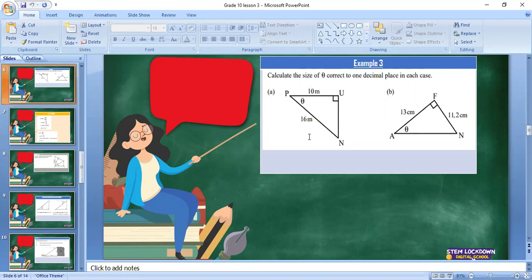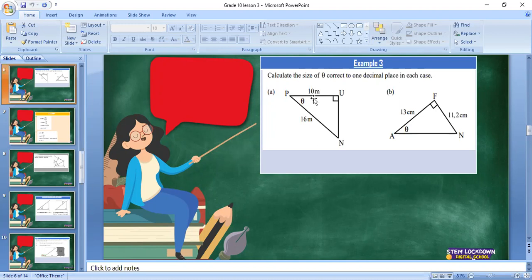Right. So now, which of the ratios has adjacent and hypotenuse? Adjacent A, hypotenuse H. Which one has adjacent and hypotenuse? Cos. Remember, CAH: cos is adjacent over hypotenuse.